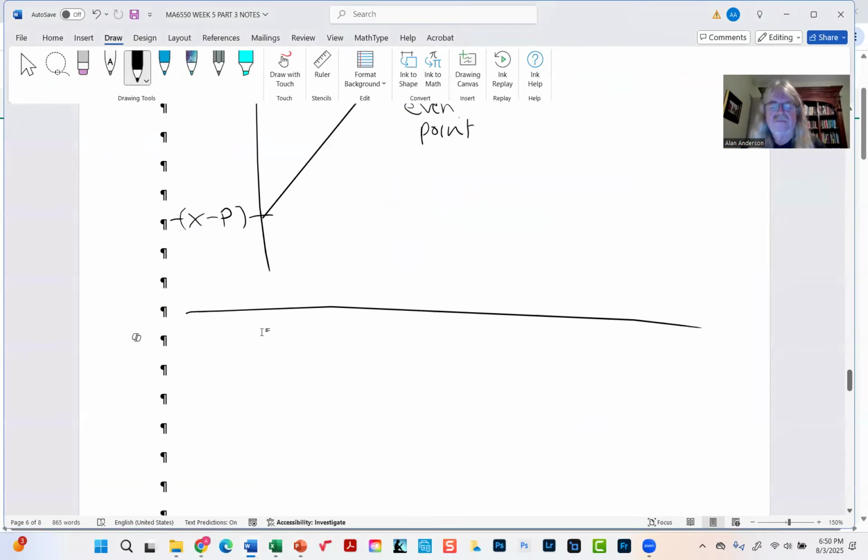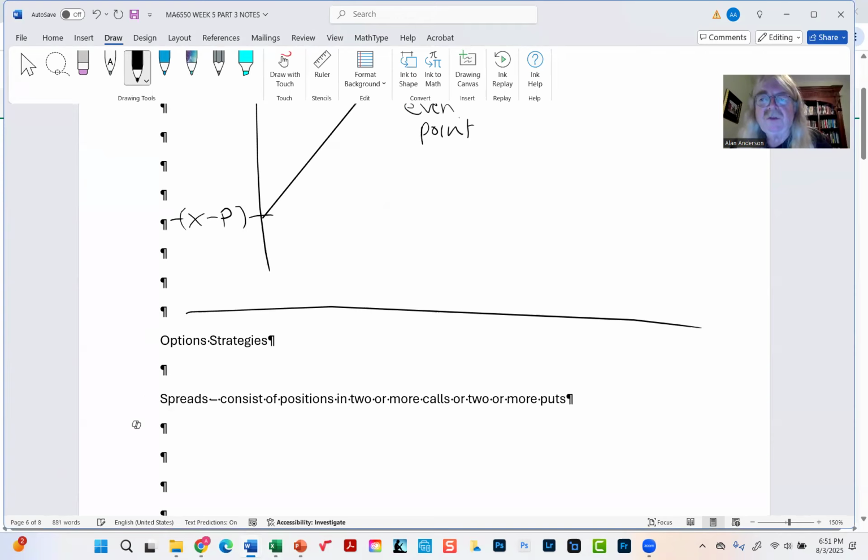Spreads consist of positions in two or more calls or two or more puts. Now we're going to get involved with multiple calls or puts. They have to be different in some important ways.